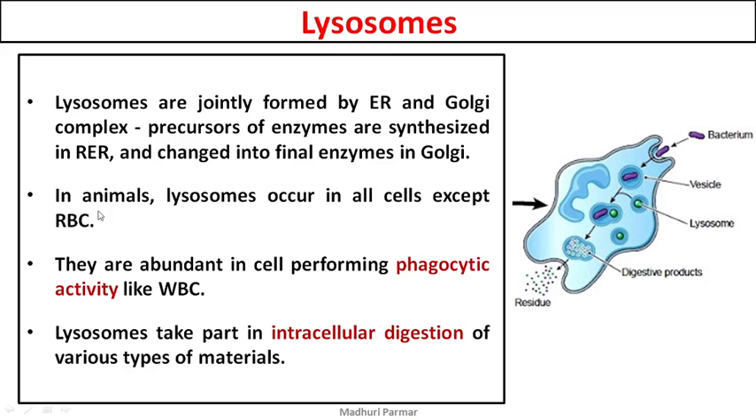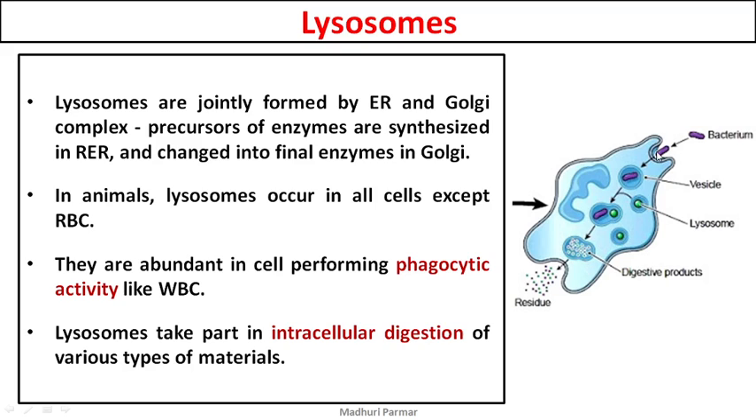In animals, lysosomes occur in all cells except RBC. You will see this RBC as an exception for many organelles. So lysosomes are absent in RBC. They are abundant in cells performing phagocytic activity like WBC. Your white blood cells, especially macrophages or monocytes, both of these do phagocytosis. So the cells which are performing phagocytosis tend to have a lot of lysosomes.